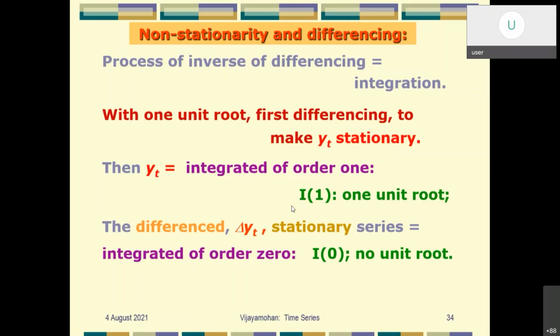So we write Yt follows I(1), or Yt is an integrated process of order 1, and delta Yt is an integrated process of order 0. So this is the notation that we use.